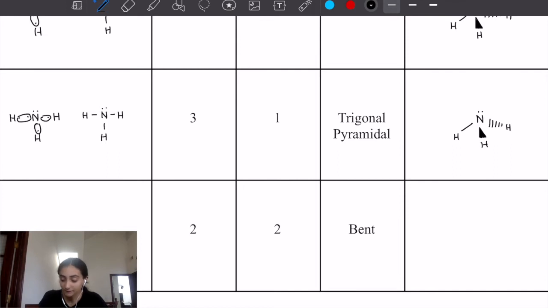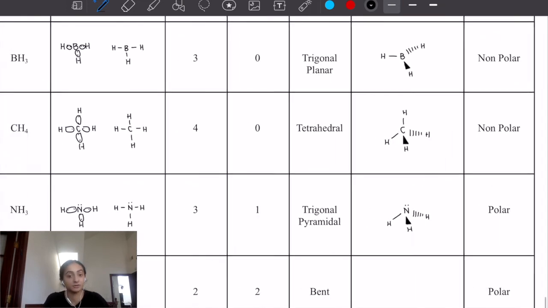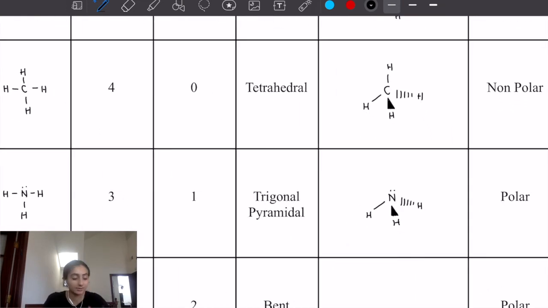So this is our first polar VSEPR diagram because of the lone pairs. Now you'll learn in AP Chem that's not always true. There is a VSEPR diagram with lone pairs on it that is nonpolar, but it's for a reason I'll discuss in another video. So keep in mind that these are 3D diagrams of the molecules. So the wedges coming out and in, those are to make the diagram seem as 3D as possible, even though we're only drawing them on paper.